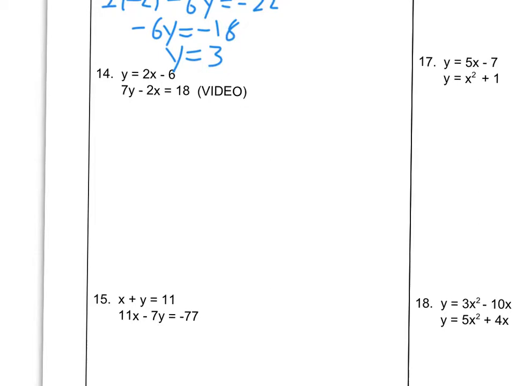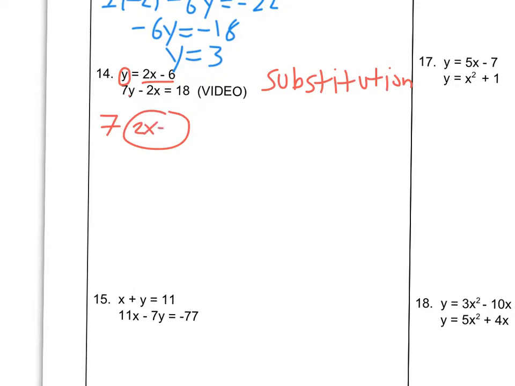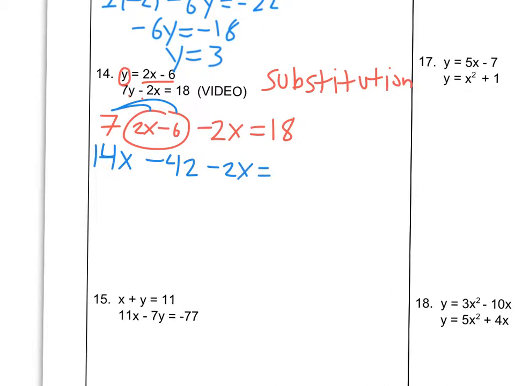For number 14, I noticed that I already have a y by itself. That makes this a really good candidate for substitution. And what I'm going to do is to plug that in to the other equation. So 7, instead of y, we're going to have 2x minus 6, and then minus 2x, and equals 18. If we distribute, we've got 14x minus 42 minus 2x is equal to 18.